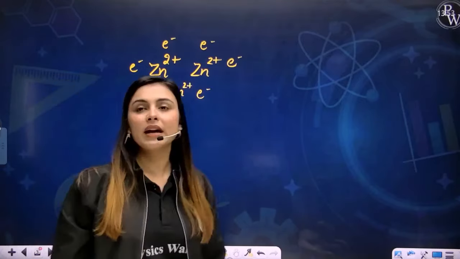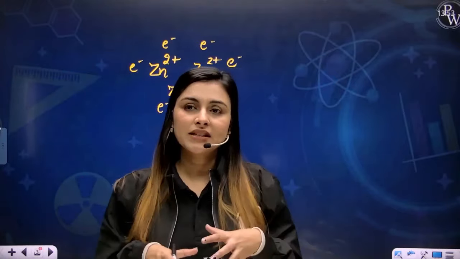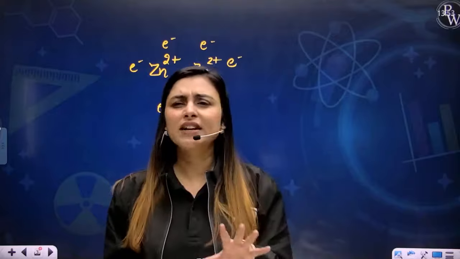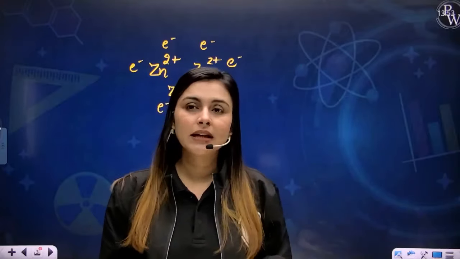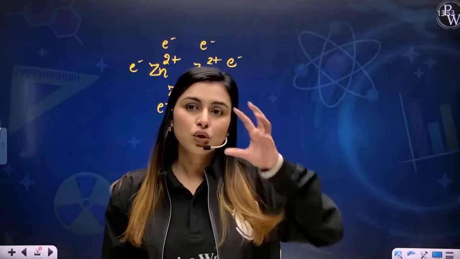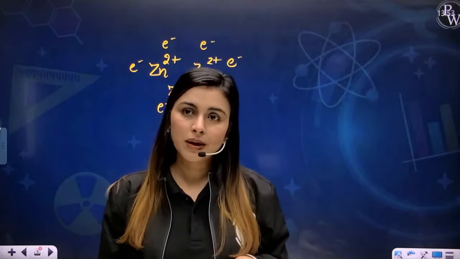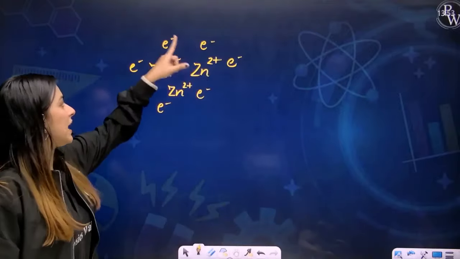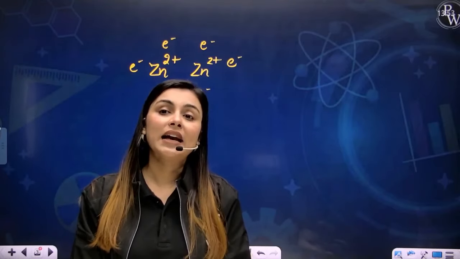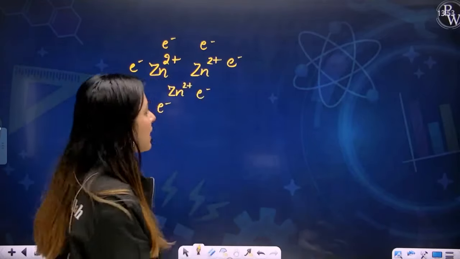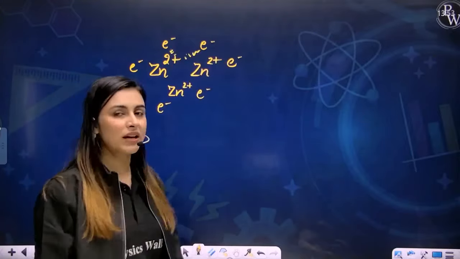So basically what happens is your metals lose electrons, and they are present in a sea of electrons. Those electrons don't have a definite place to be present. They are present randomly on a particular surface. So you have Zn2+ and you have the sea of electrons around it. You have various Zn2+ ions and electrons present around them. This is how a metallic solid exists. And there is an interaction between these ions and electrons, and this is what is known as metallic bonding.